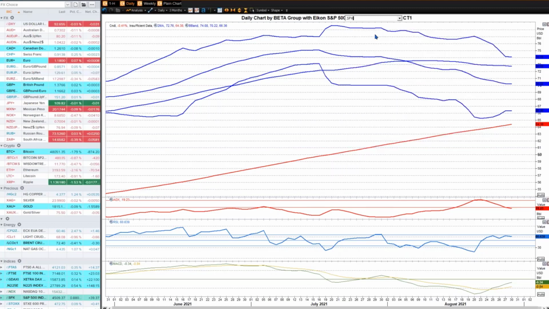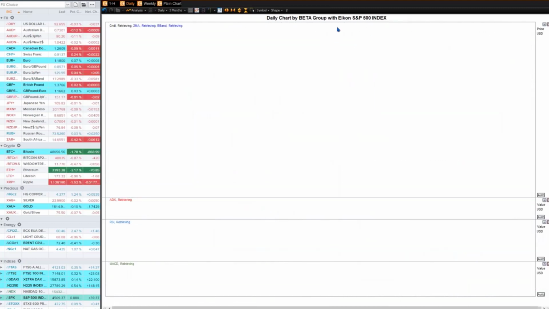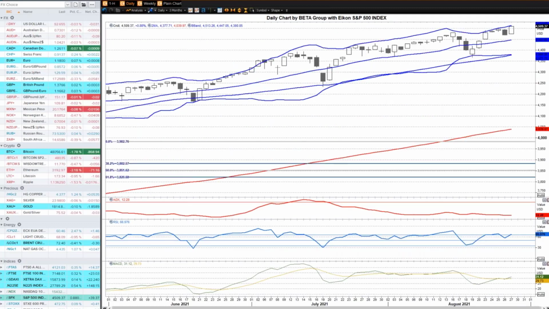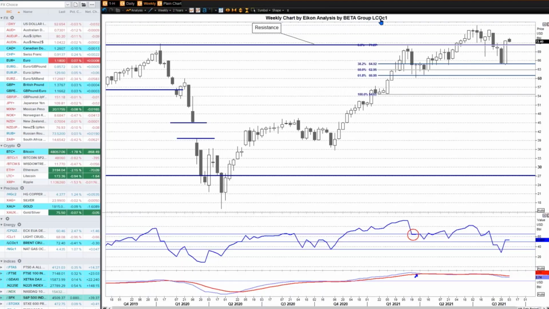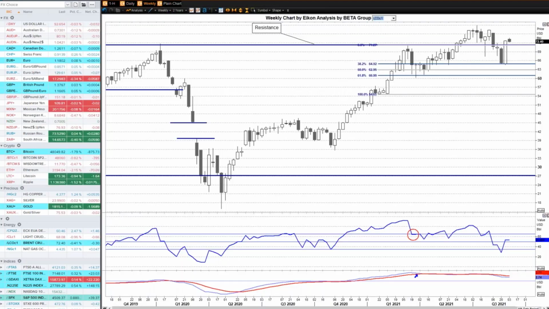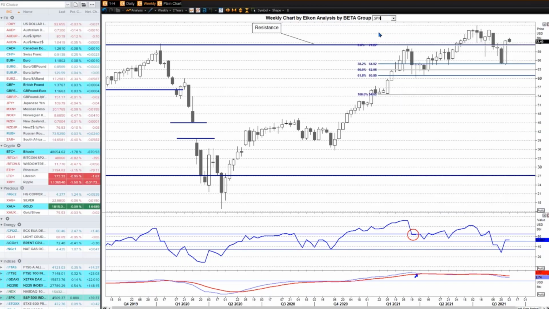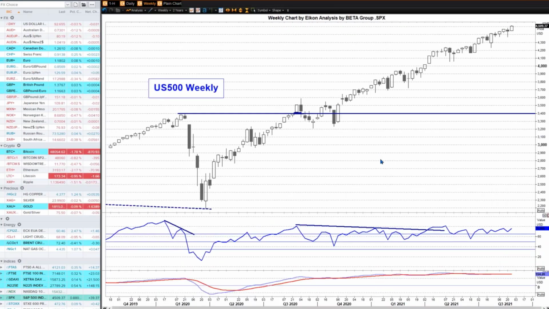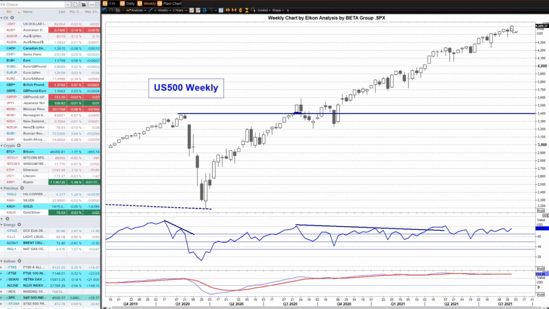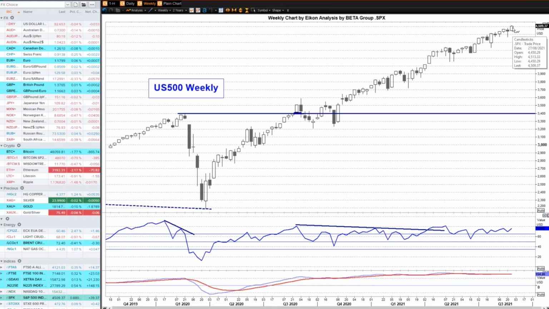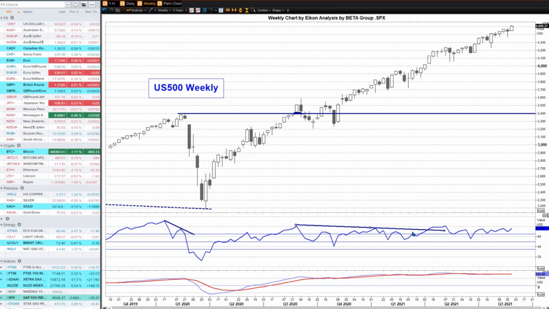So let's look at the S&P index, the US 500. Look at that, up and up and up and up. And this is the last week here. It was strong again. We had this, I'll take it away now because it just didn't happen.